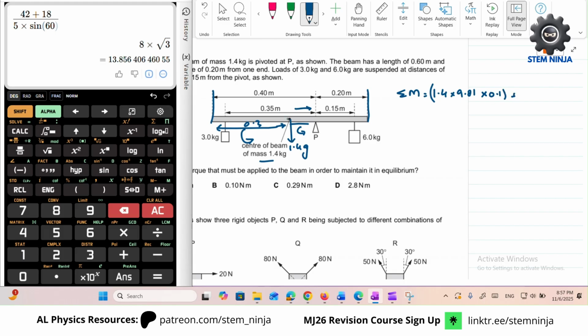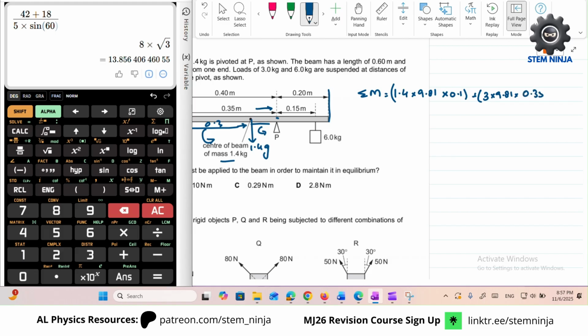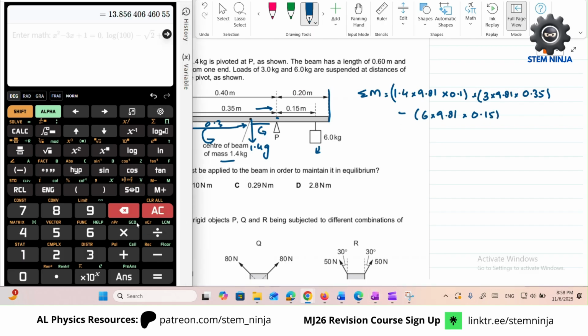Plus this is, from the pivot, this is 0.35, so 3 times by 9.81 times by 0.35, minus the 6 kg one, 6 times by 9.81 times by 0.15. Okay, so we need to see what is the total moment over here.